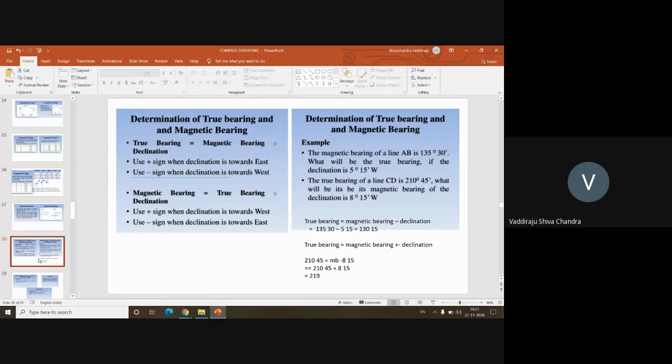I'm determining, in the first case, the true bearing. True bearing is equal to magnetic bearing, and because the declination is given as west, I'm subtracting the declination: 135 degrees 30 minutes minus 5 degrees 15 minutes. I'm getting 130 degrees 15 minutes.